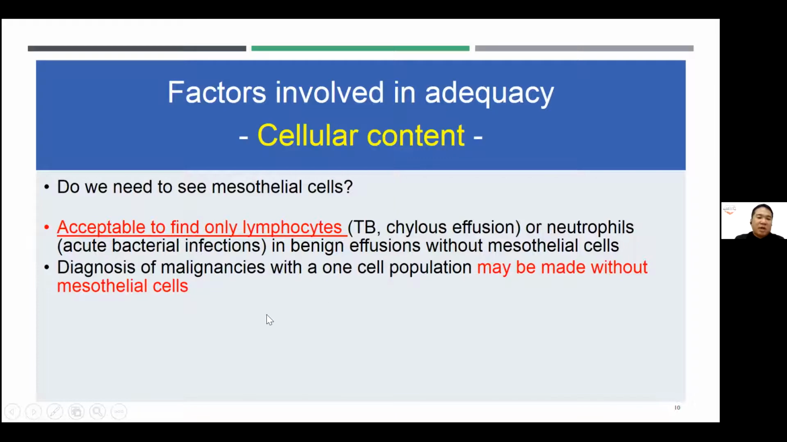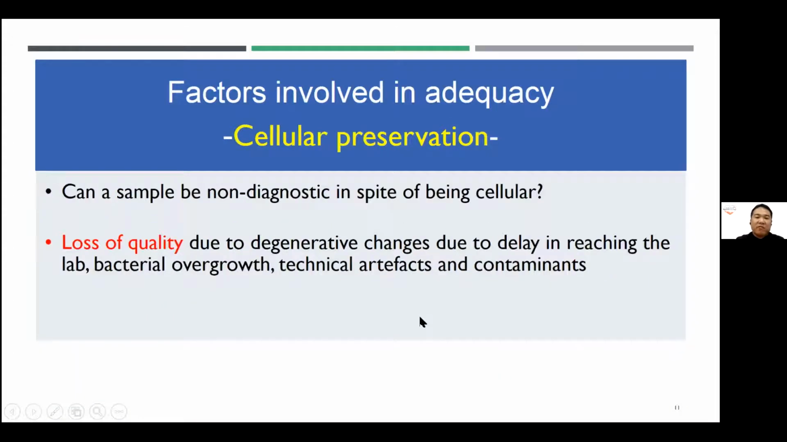So about malignancy, they for sure don't need mesothelial cells to make this kind of diagnosis. They can make this kind of diagnosis without mesothelial cells. And the third factor about adequacy is the preservation. This is very important for adequacy.